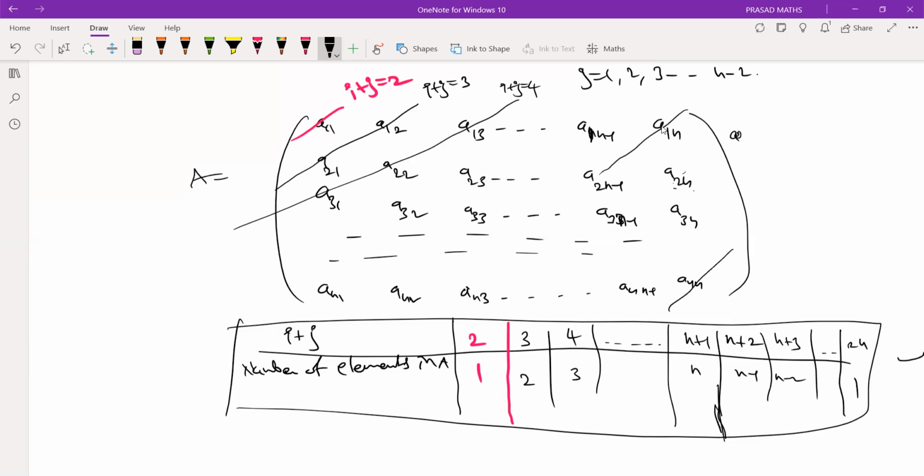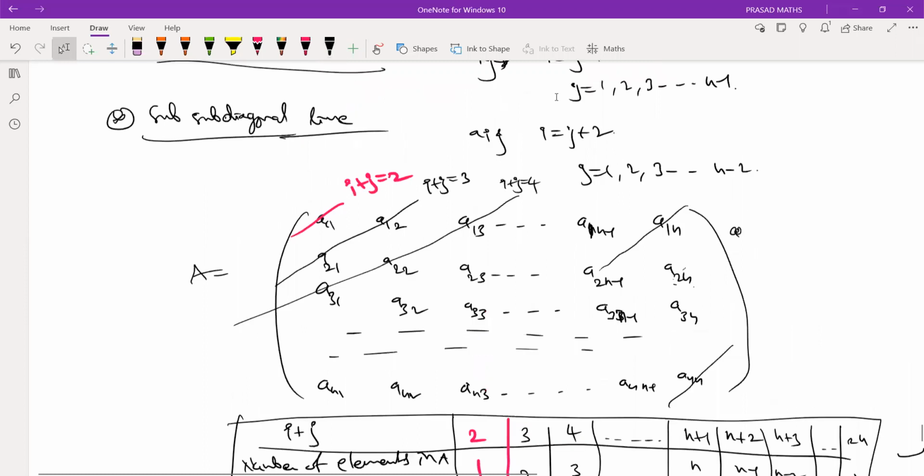Right, this is also important. The number of elements whose sum of suffixes is 2, the number whose sum of suffixes is 3, the number whose sum of suffixes is 4, like that going on, right? So this is also an important idea, right?